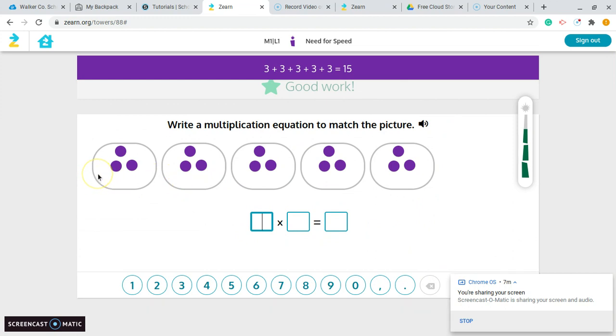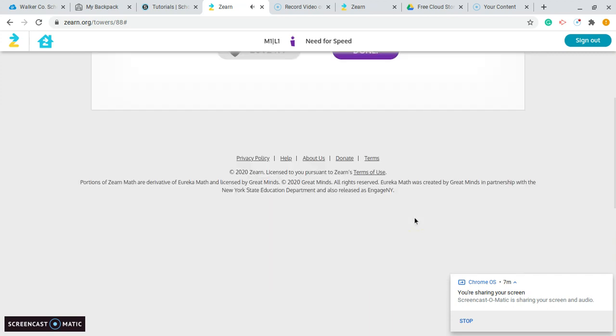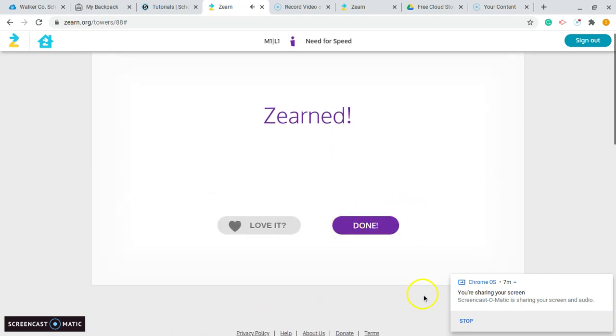And remember, repeated addition is the same thing as multiplication. And you are saying 1, 2, 3, 4, 5, 5 groups of, remember this multiplication symbol means groups of 3. And 5 times 3, or 5 groups of 3, equals 3, 6, 9, 12, 15. And then you're finished.